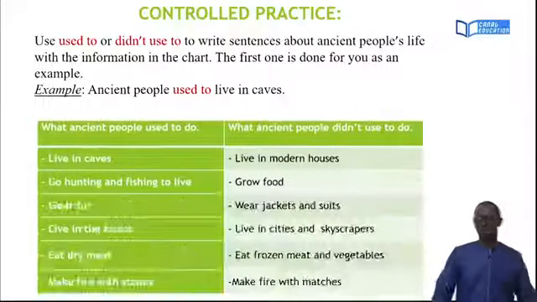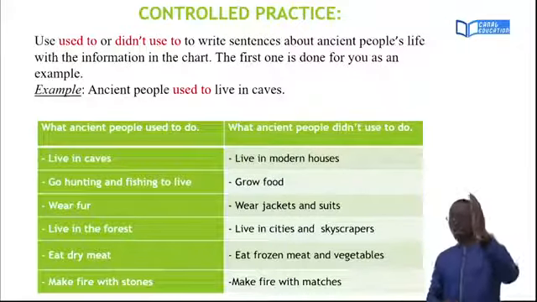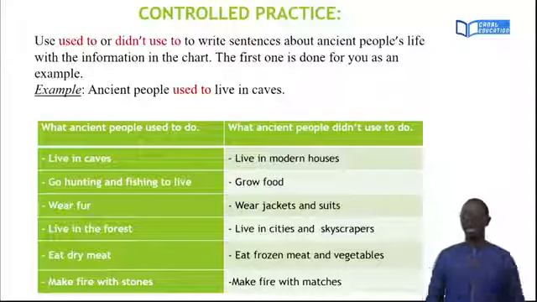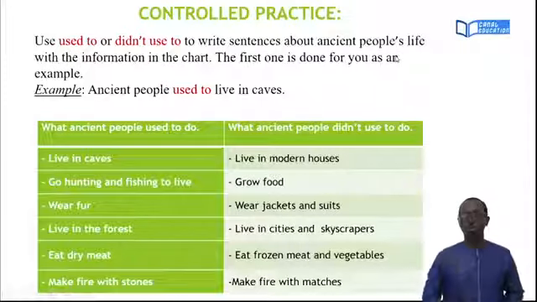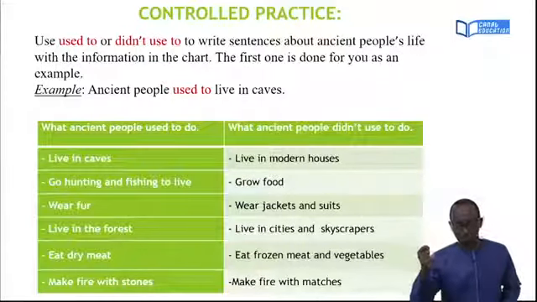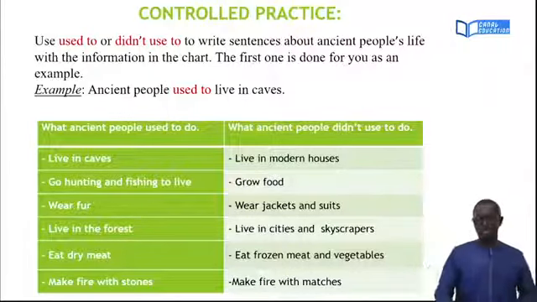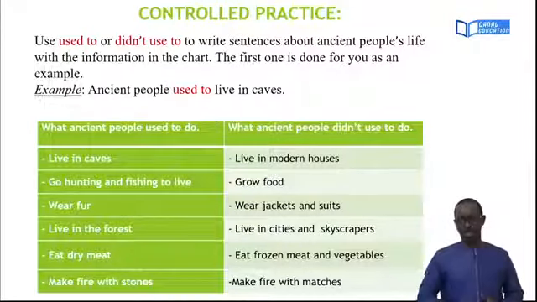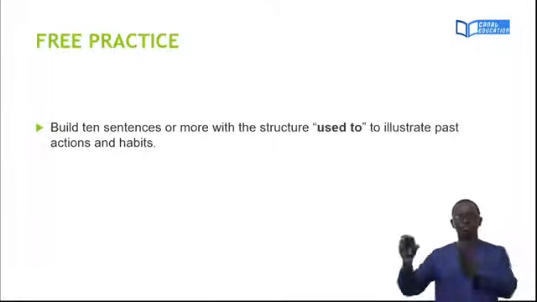All right. In the chart, the first part is sentences you have to build dealing with what ancient people used to do. In the second one, you have to build your own sentences about what ancient people didn't used to do. Okay? All right. Good. Now, let's move forward. After trying, and you did well, very well, you now have the free practice. You are asked to build 10 or more sentences using the structure used to illustrate past facts or habits.